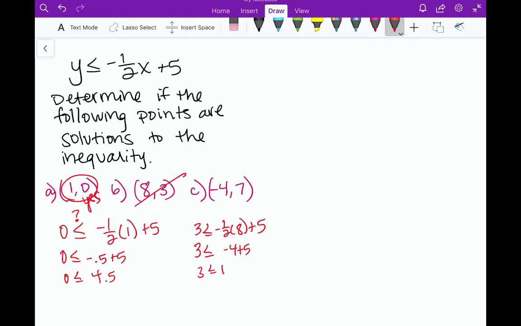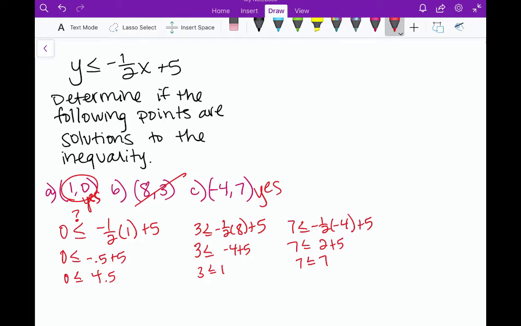Lastly, negative 4, 7. So 7 is less than or equal to negative 1/2 times negative 4 plus 5. Negative 1/2 times negative 4 is positive 2, plus 5 is 7. So is 7 less than or equal to 7? Yes, it is because it's equal to. Again, that is less than or equal to. It can't be both; it has to be one or the other. It fits that inequality, so yes, this would be a solution to the inequality.